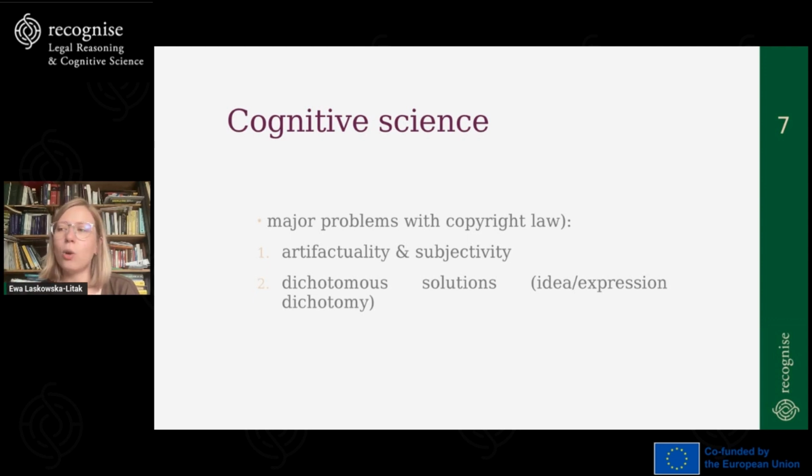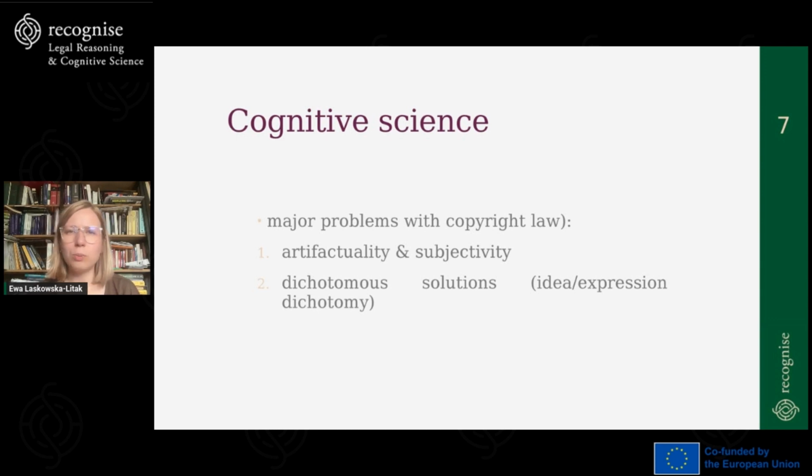Idea expression dichotomy means that only the expressions, so how the words are manifested, or what choices of words were used by the author, this kind of expression is protected, and not the idea that is behind it, so that the idea remains free as the air and no one can monopolize it. That's the basic thought behind the legal order of copyright law.